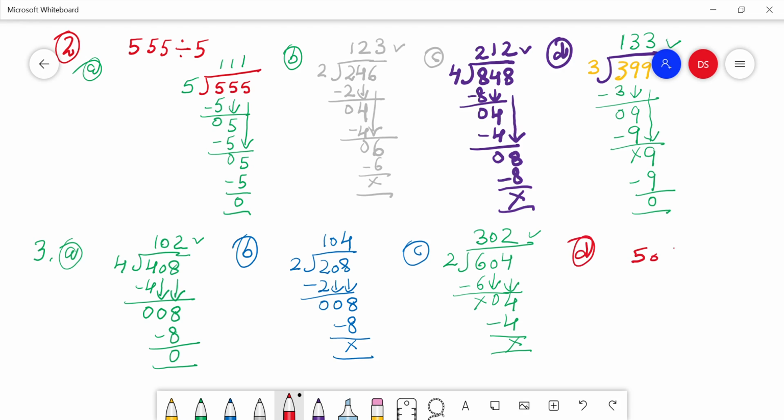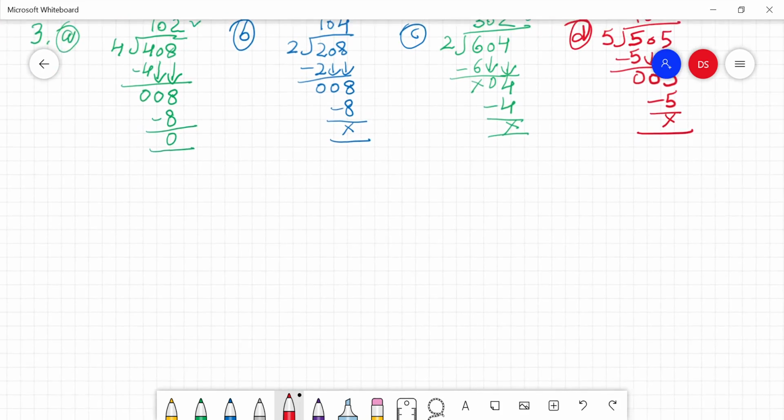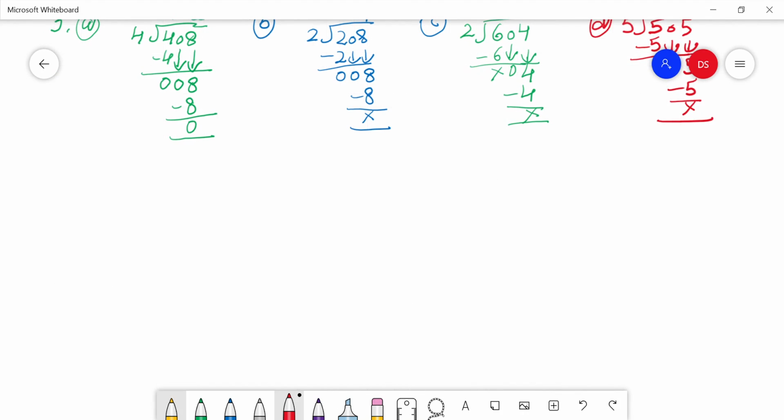505 divided by 5. 5 1 are 5. This is 0. Next digit is 0. We will take it on the quotient place. 5 1 are 5. Now we will do question number 4. A part.